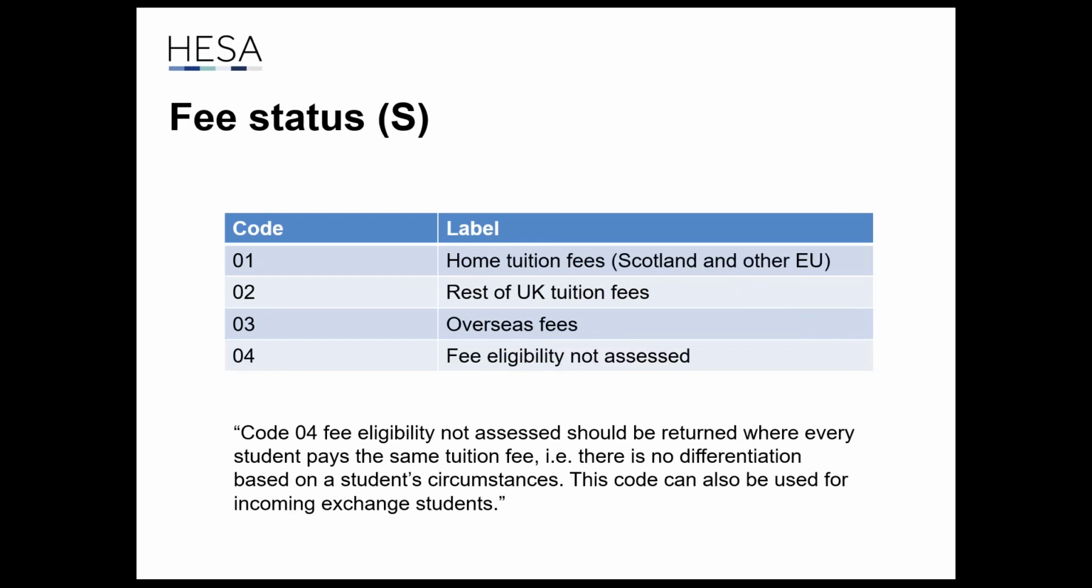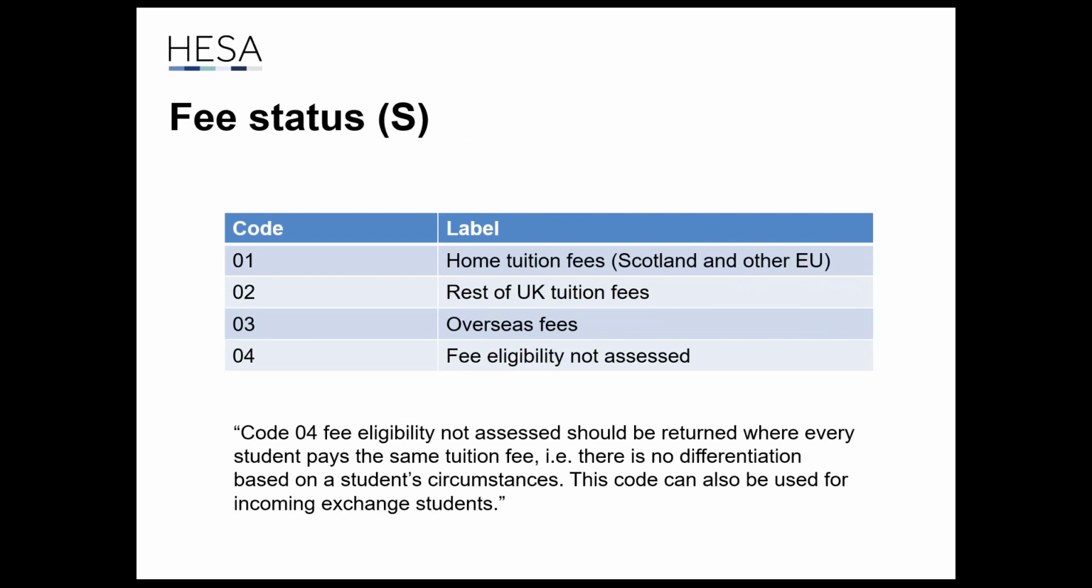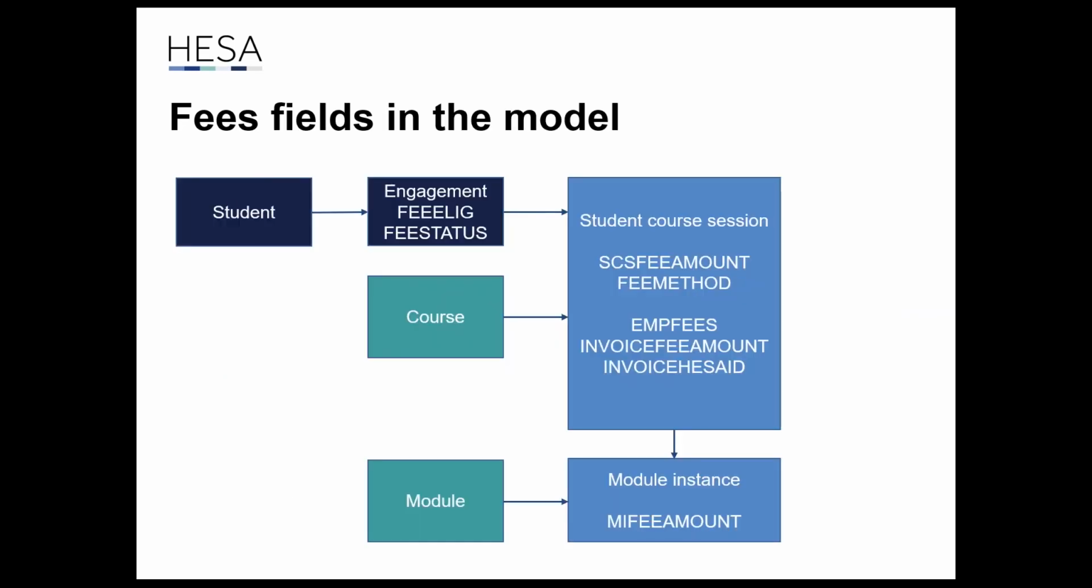Different approach in Scotland, as I said, where it can be returned where every student pays the same fee. If there's no differentiation based on the student's circumstances, then that's when fee eligibility not assessed would be used. So like I said, different approach between the two fields. In England, Northern Ireland and Wales, it shouldn't be used based on the fee structure of the provider, but in Scotland, it should be used where there's no differentiation based on the student's circumstances. And those are the fields within the model that collect fee information.